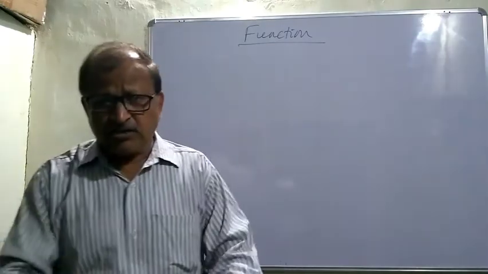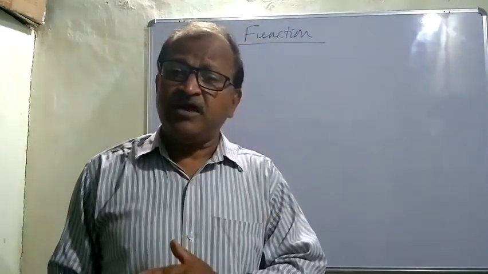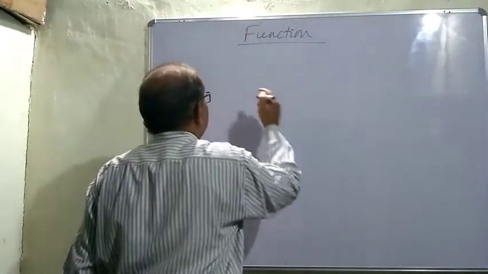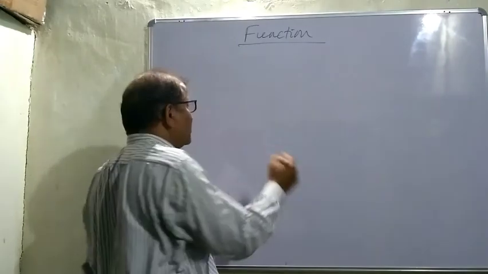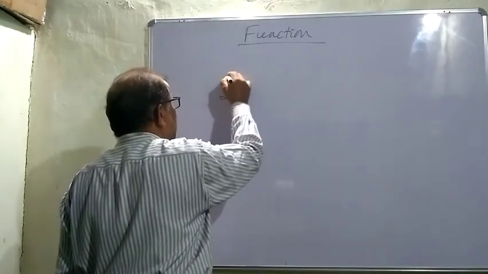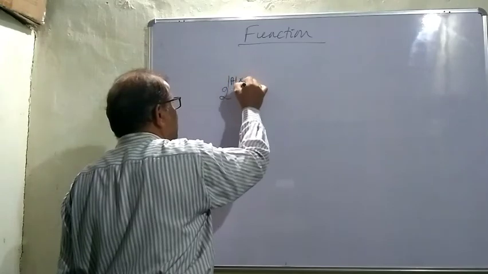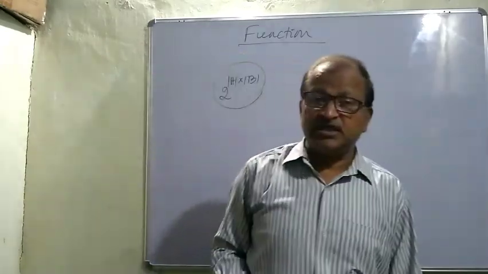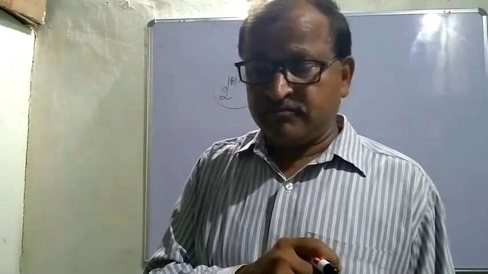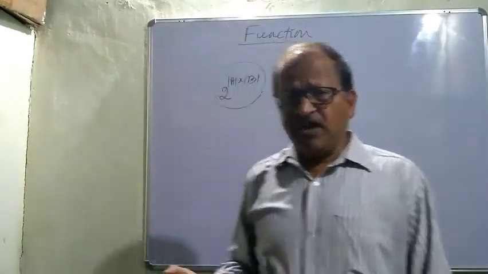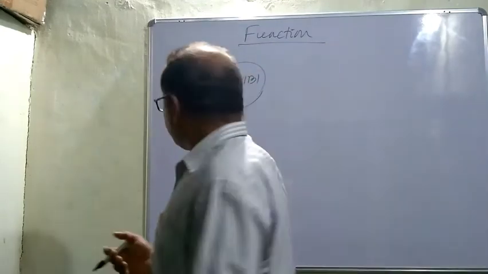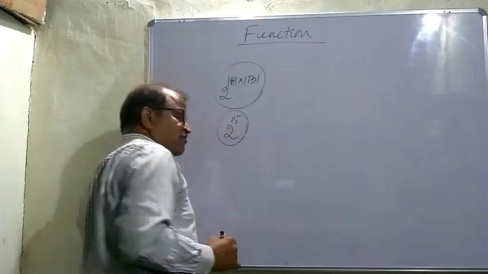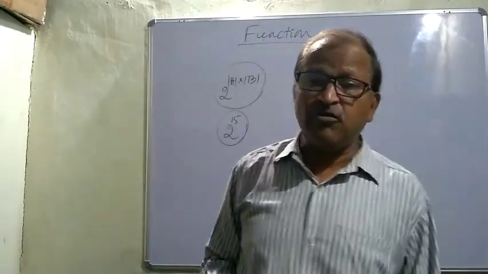There are a large number of relations that can be made from A to B. What is that number? The number of relations from A to B is 2 to the power cardinality of A into cardinality of B, right? This is the number of relations that can be made from A to B. So if A has say 5 elements, B has 3 elements, then there will be 2 to the power 15 number of relations from A to B.